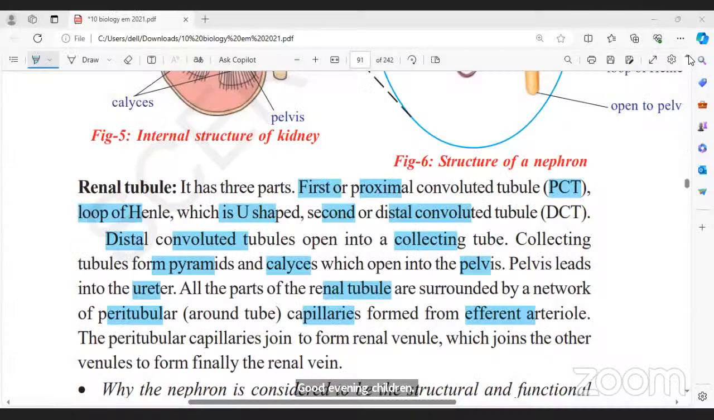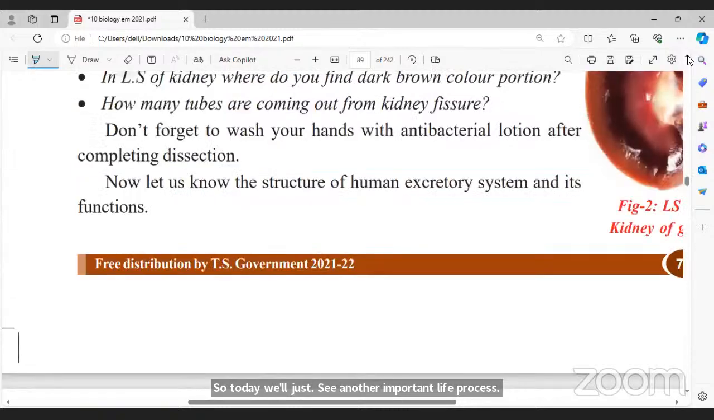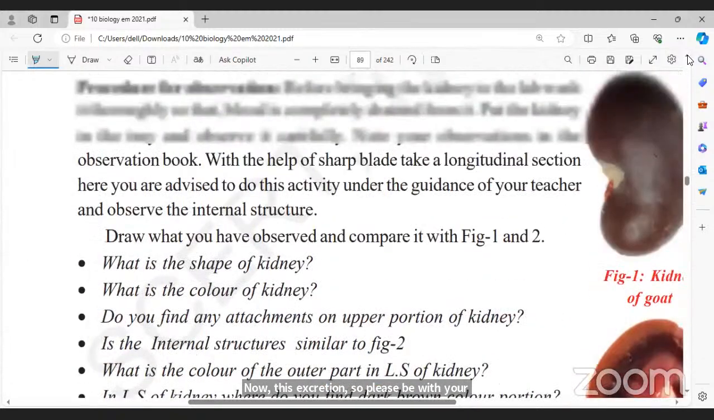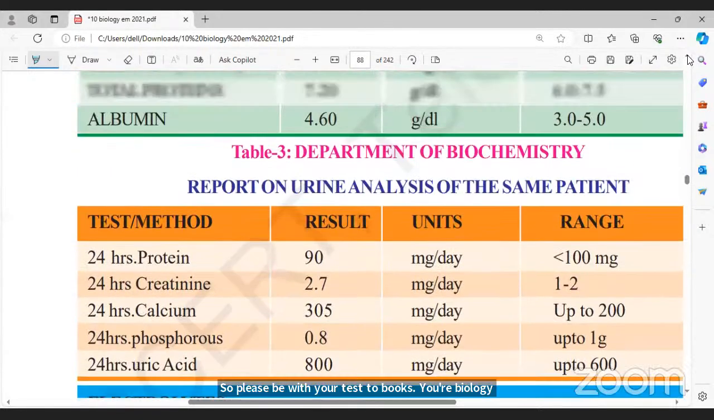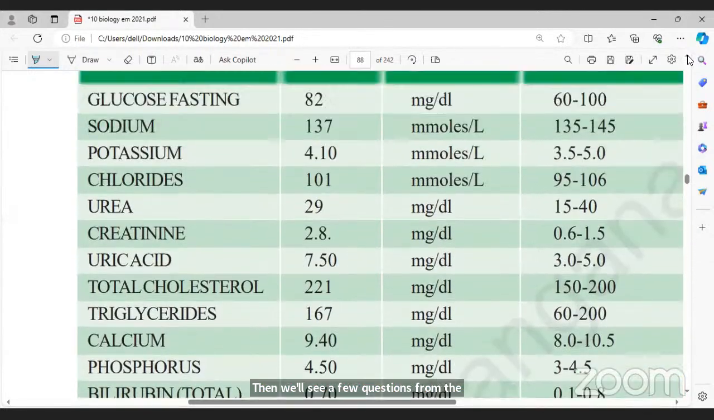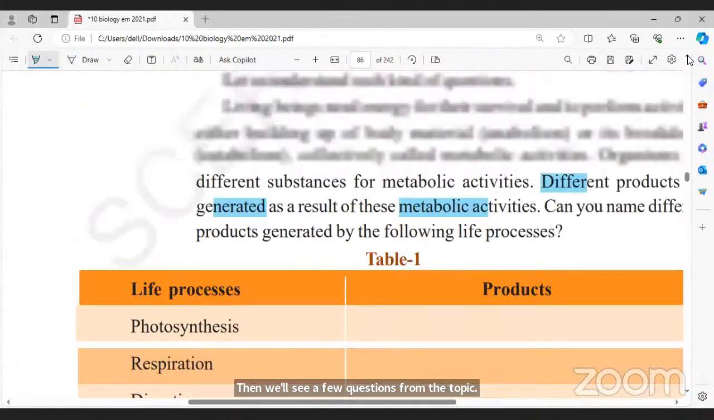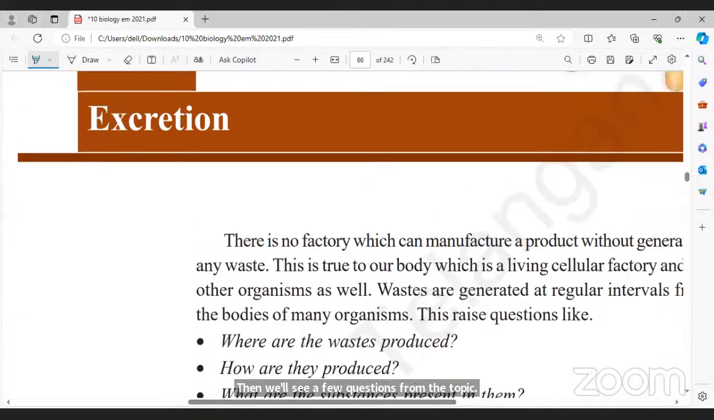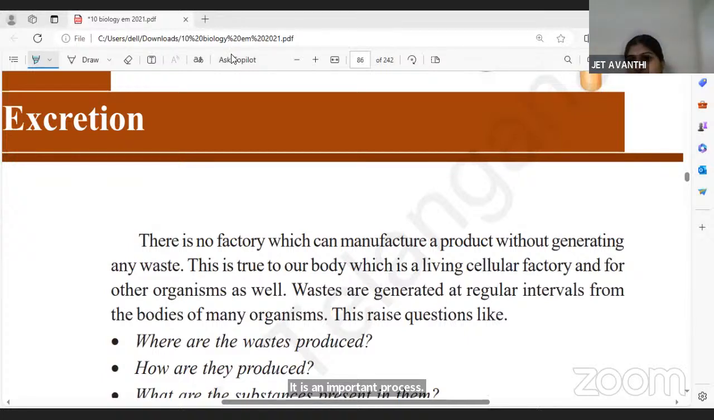So today we'll just see another important life process, that is excretion, children. So please be with your textbooks, your biology textbooks. First, we shall discuss a little topic. Then we'll see a few questions from the topic. So what is excretion basically? It is an important process which is meant for removal of unwanted waste, metabolic waste, from the body.